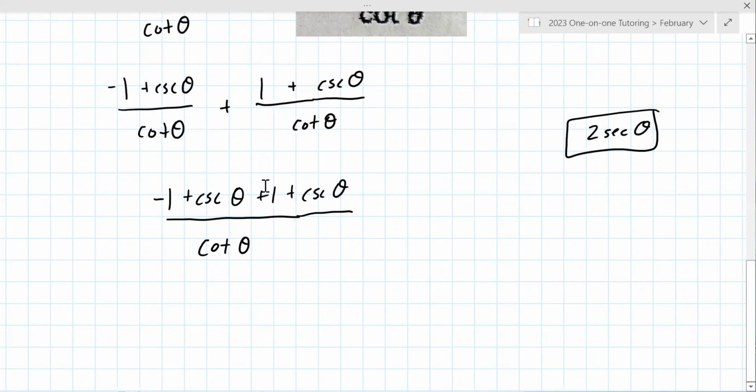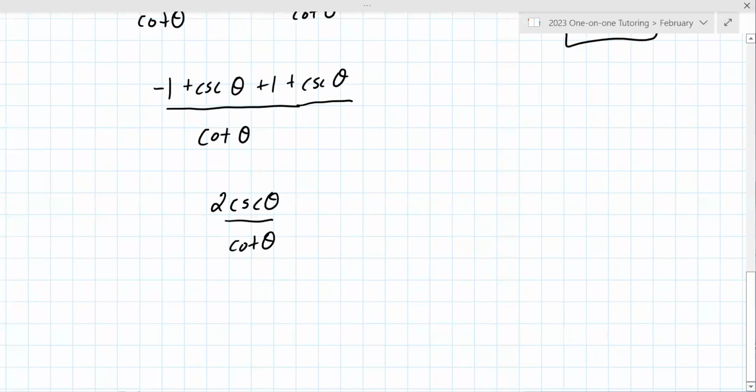Now what do you see? The ones cancel and then you get 2 cosecant theta. That's really good because we finally have that 2. I didn't know where that was going to come from, but now you've got the 2. Question is, does this become secant theta? You could just write the answer, but you really should show it. Any idea how to do that?